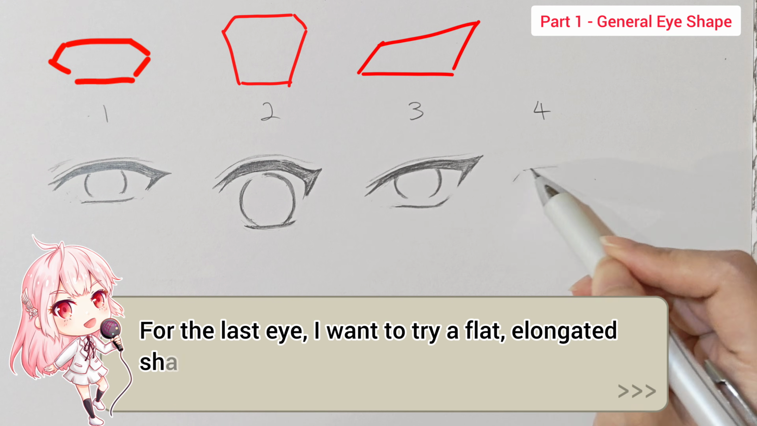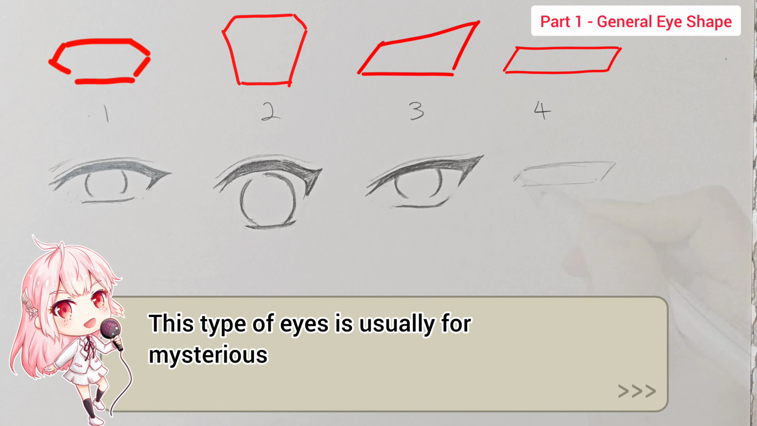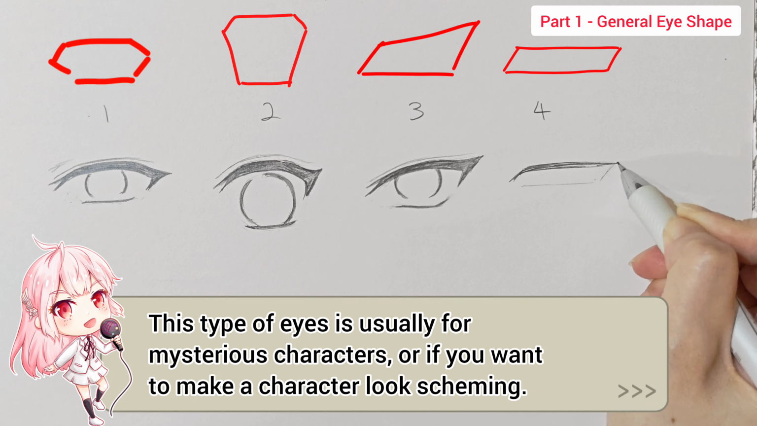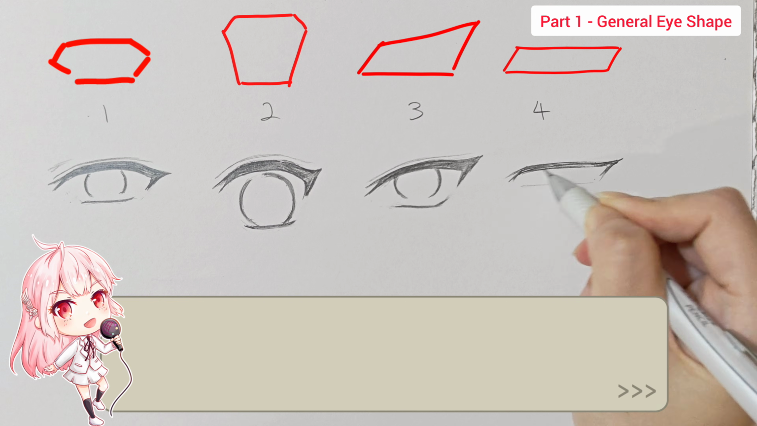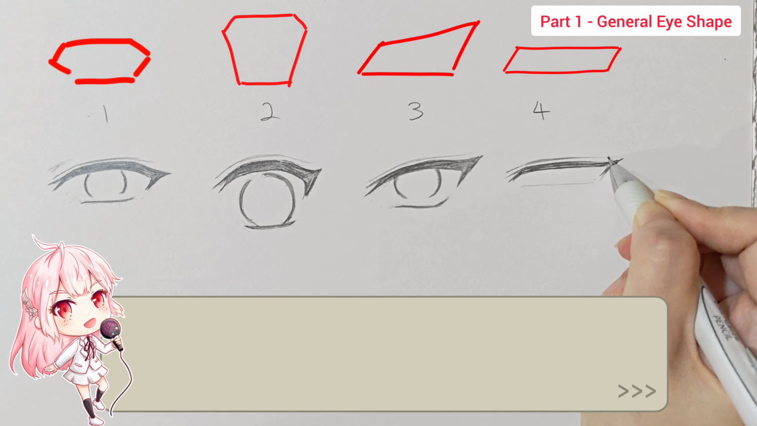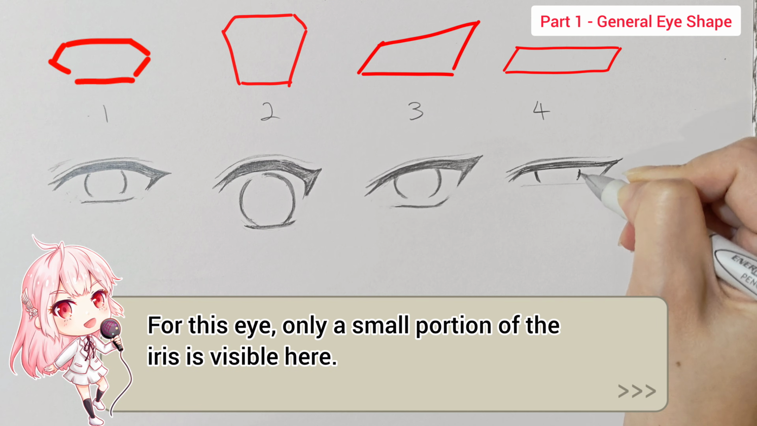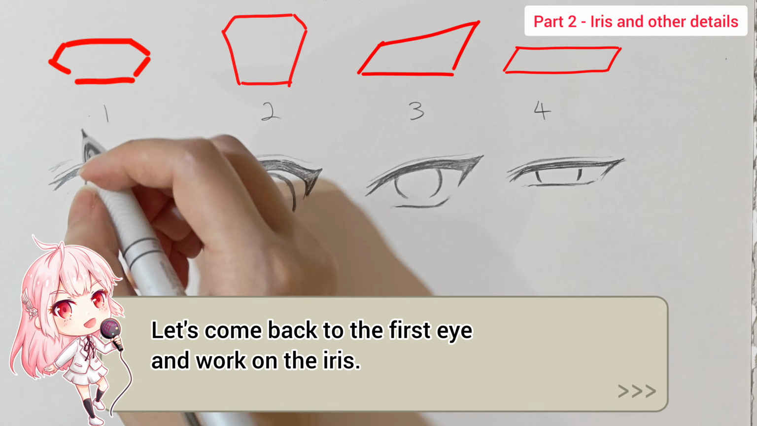For the last eye, I want to try a flat, elongated shape. This type of eyes is usually for mysterious characters, or if you want to make a character look scheming. For this eye, only a small portion of the iris is visible here. Let's come back to the first eye and work on the iris.